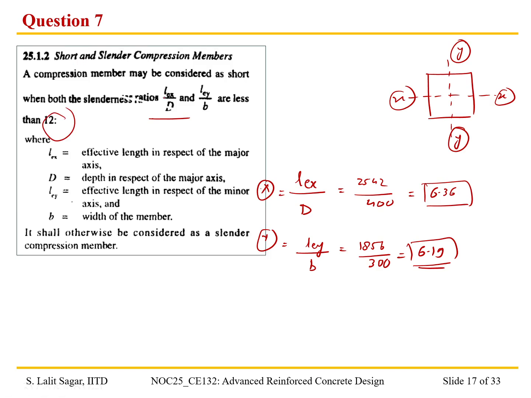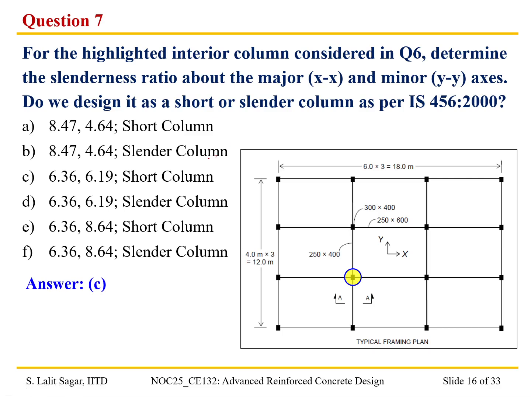Okay, right? So the slenderness ratios about the x-axis and the y-axis are 6.36 and 6.19. So option C is the correct answer, and it can be designed as a short column. It is classified as a short column.